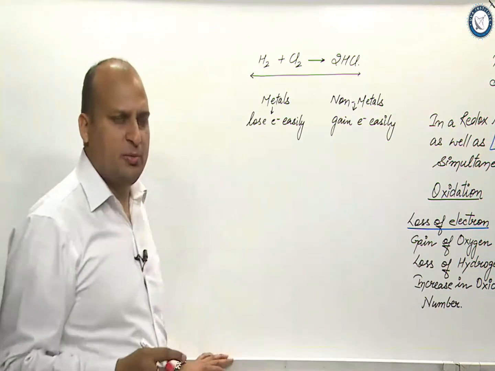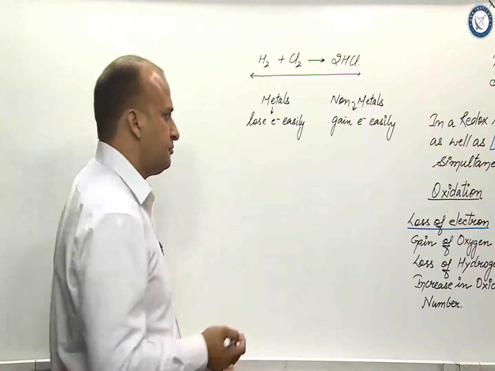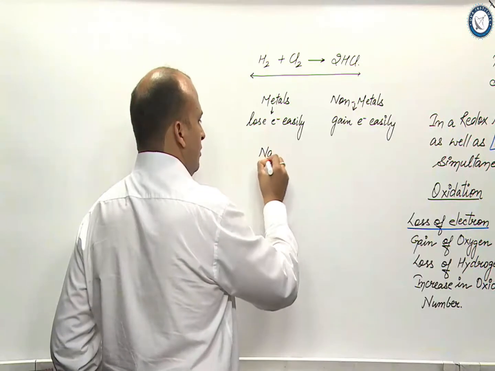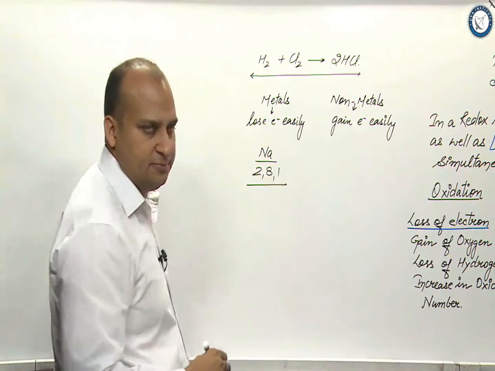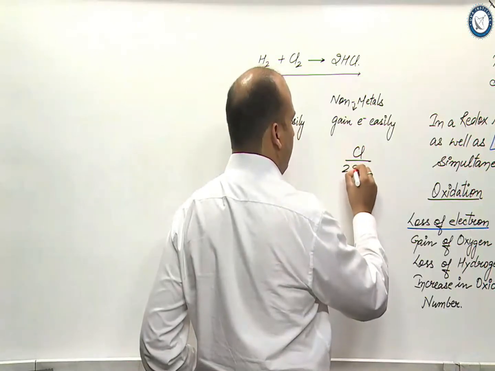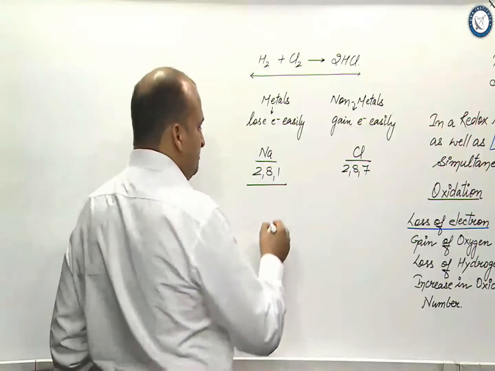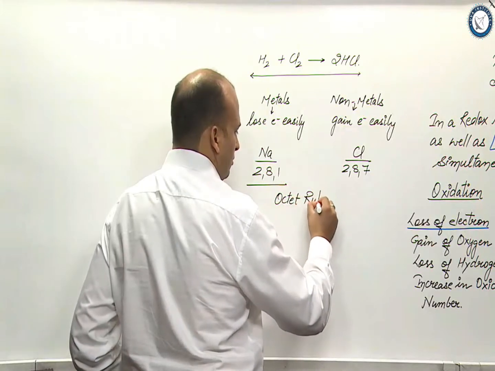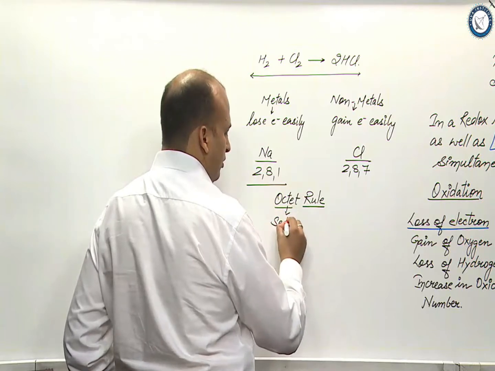But then you will have a question in your mind. Sir, why are they gaining or losing electrons so easily? Now see, if I am talking about sodium, sodium has got a total of 11 electrons, which means 2, 8 and 1. If I am talking about chlorine over here, it has got 2, 8 and 7. Now there is something called the octet rule. Octet means set of 8.